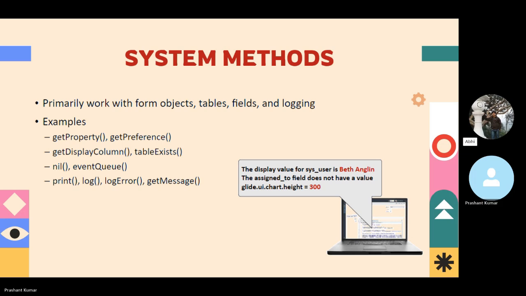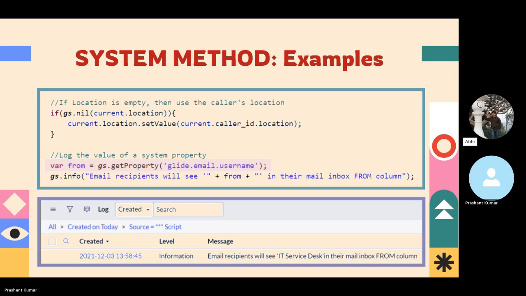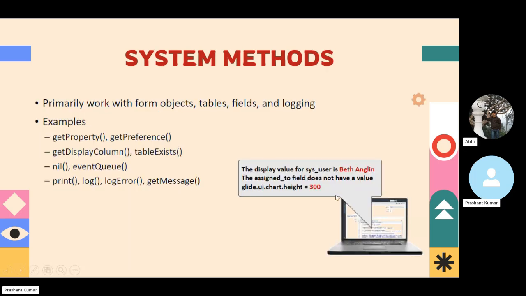For system property we can use gs.getProperty, and you can define a property on the backend and get the value from there. Just like it is shown in this example: gs.getProperty, and inside the getProperty parameter we have to pass the system property name. Whatever value you might have defined under the system property will be fetched, and based on that you can do the execution.